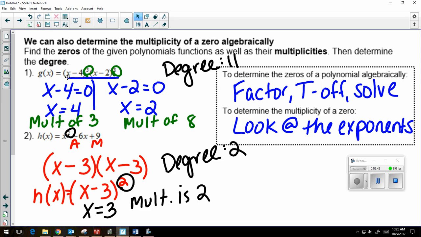So that's, once again, multiplicity and zeros algebraically, and then just a little recap with the degree as well.